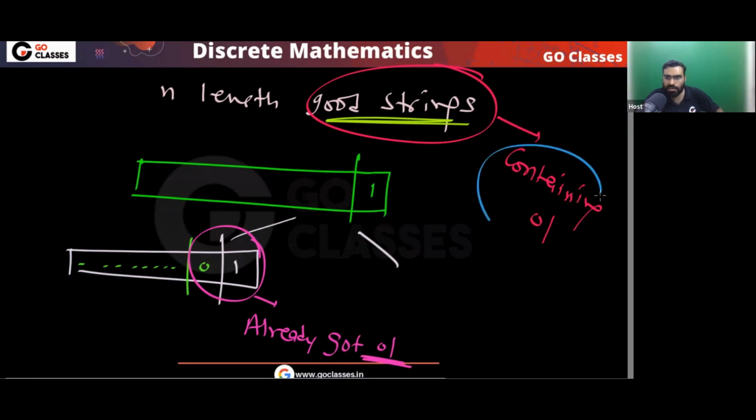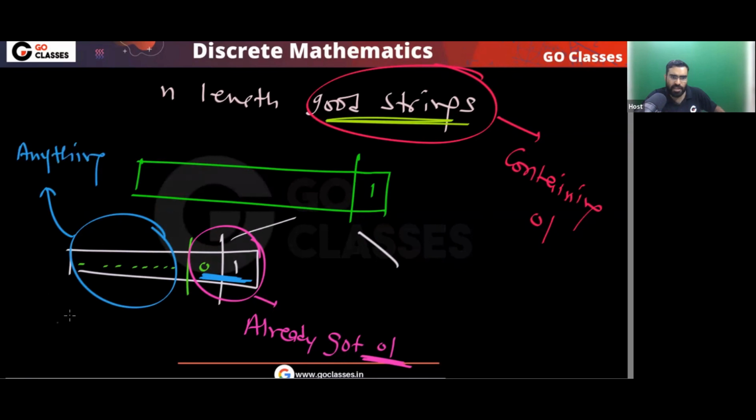I already got 0, 1, so I don't care about this area. Here you can put anything you want. So if I'm putting anything I want, then there are 2 power n minus 2 ways, because every position has 2 ways: I can put 0 or 1. So finally I can say 2 power n minus 2 ways.